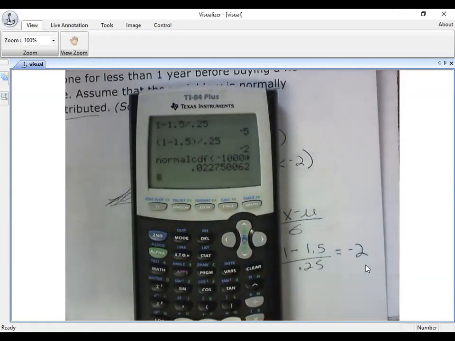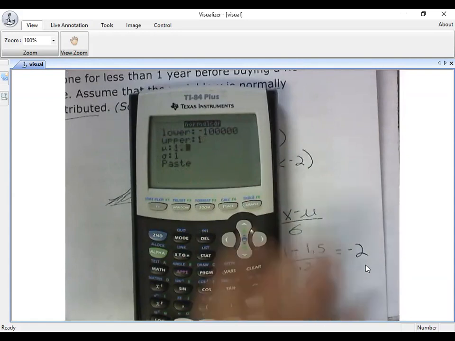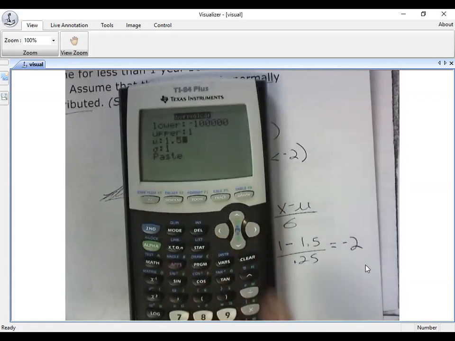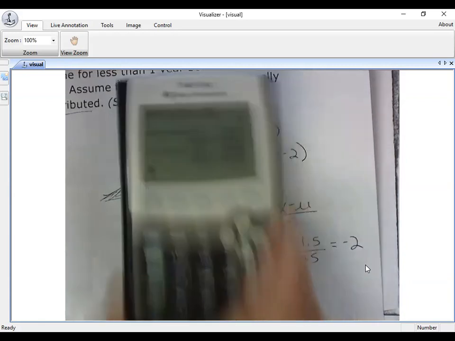Okay, and if you had wanted to type in this way, where you said this is your lower boundary, but I'm going to put in an upper boundary of 1 because that was my x value. And I put in 1.5 for my mean, and I put in 0.25 for my standard deviation. I still get the same thing. So there's 3 different ways that you could calculate this probability, and you pick whichever one you're more comfortable with, okay? I did it differently, and I still got the same answer.